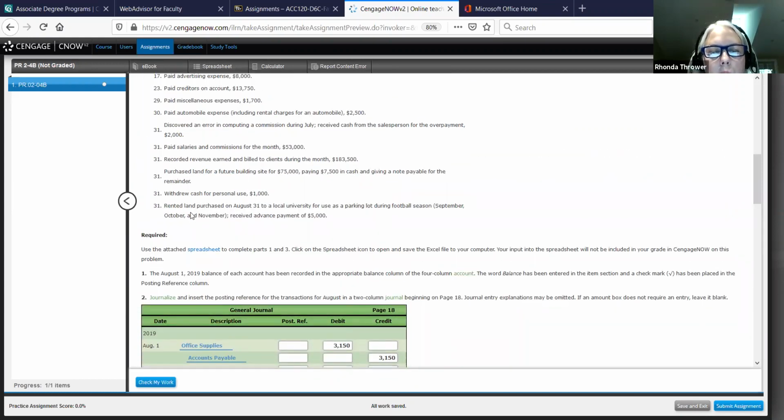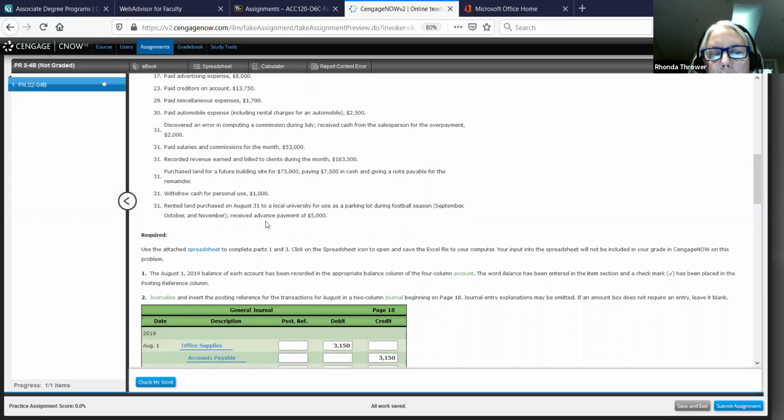It says that we rented land that was purchased on August 31st to a local university for use as a parking lot during the football season. The football season is going to be from September to October to November, and they paid in advance for that rent. Now, this one is a new transaction for you.